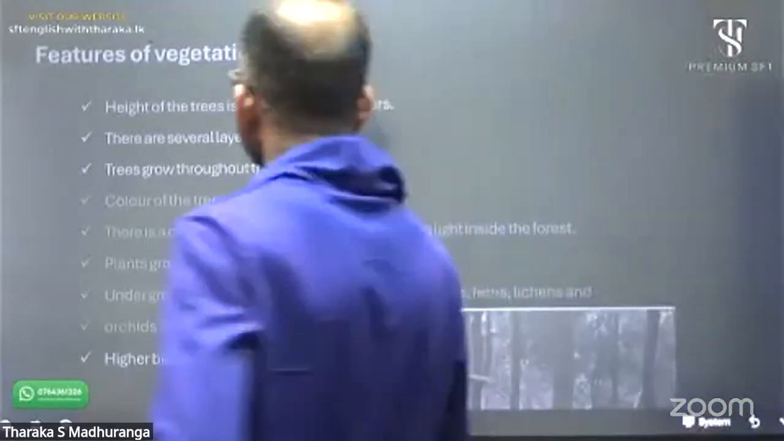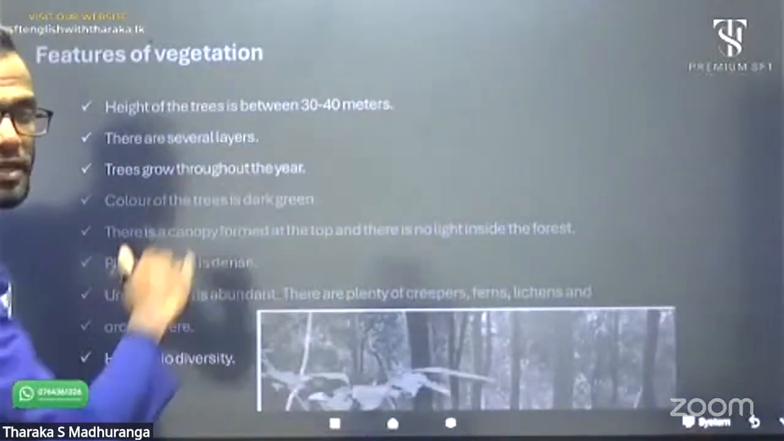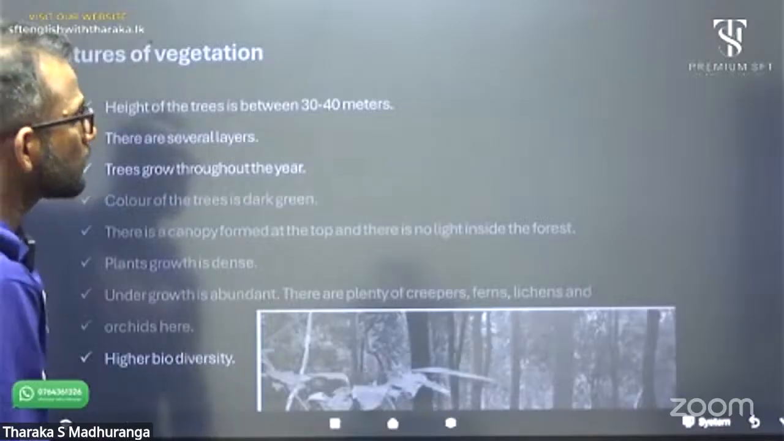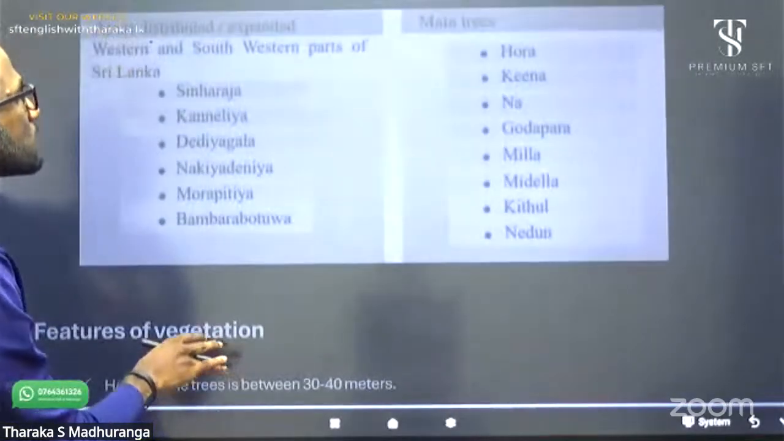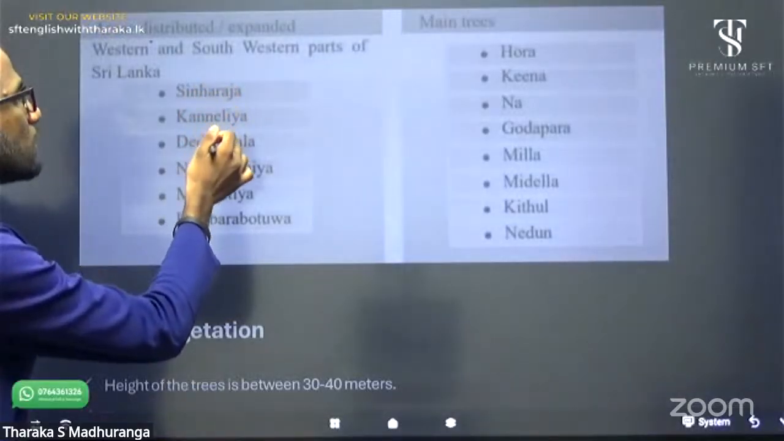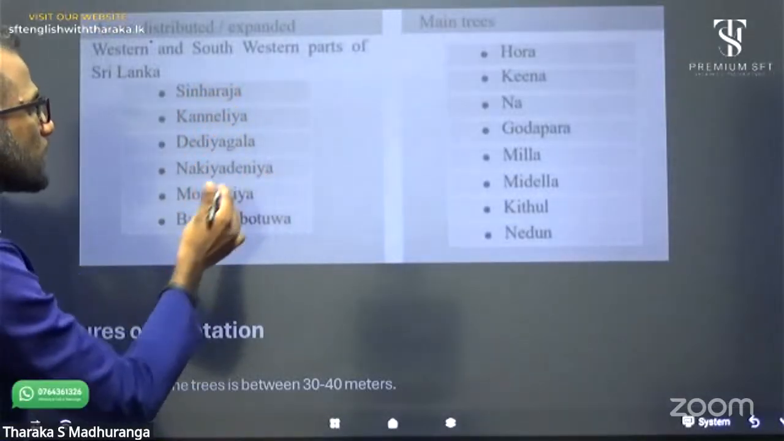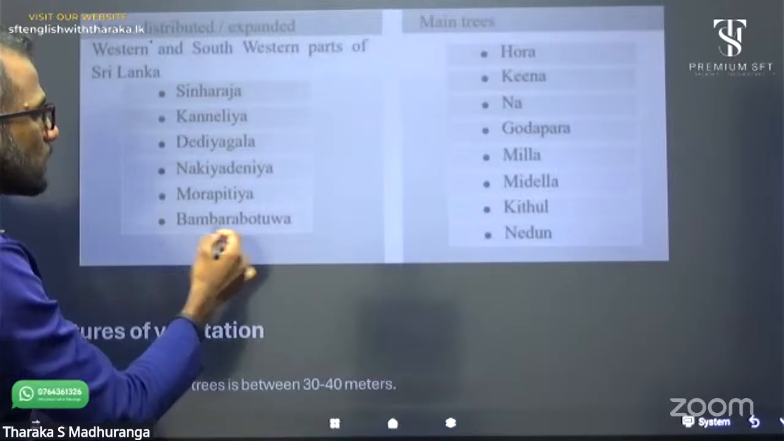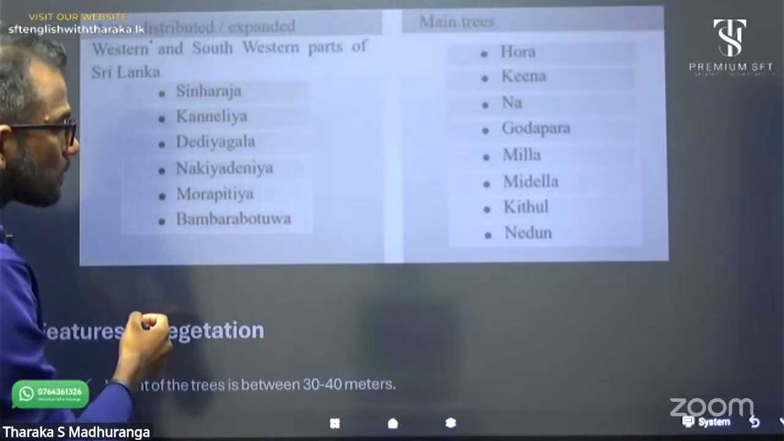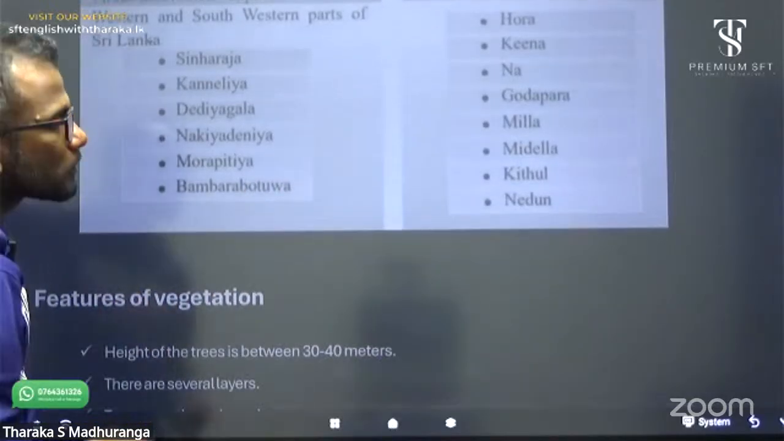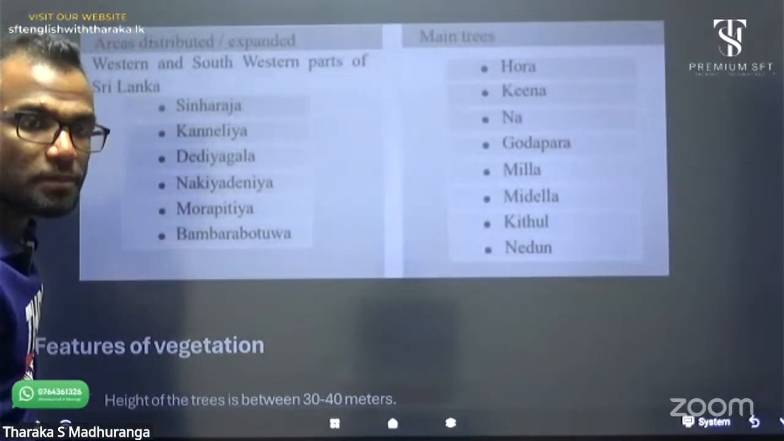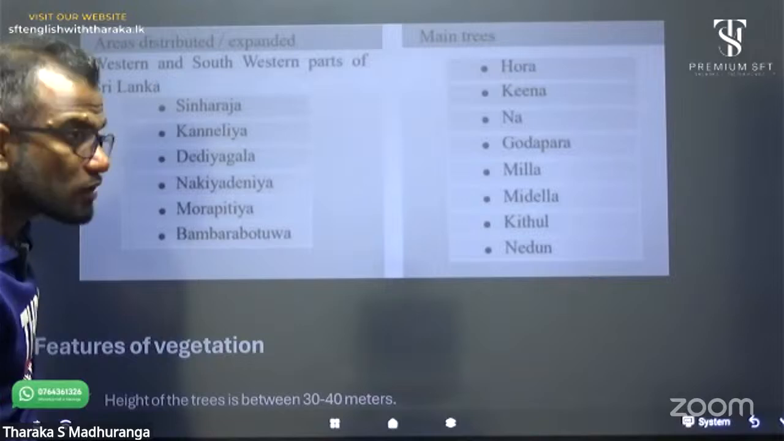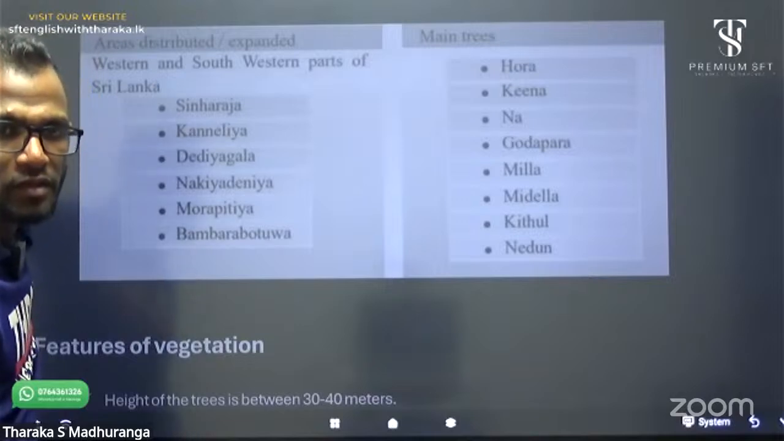Okay, clearly we can see layers in this tropical wet evergreen forest, like Sinharaja, Kanneliya, Dediyagala, Nakiyadeniya, Morapitiya, Bambarabotuwa. Okay, they are the examples for tropical wet evergreen forest.